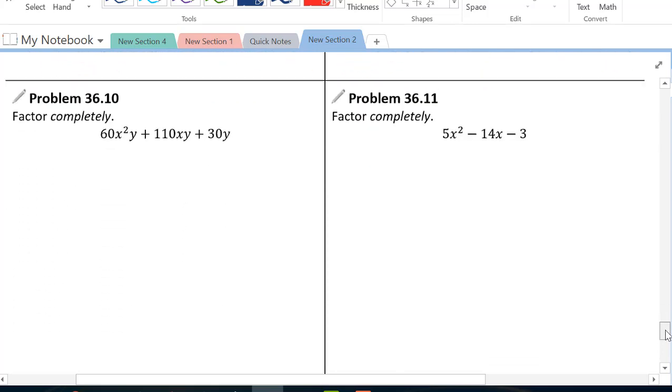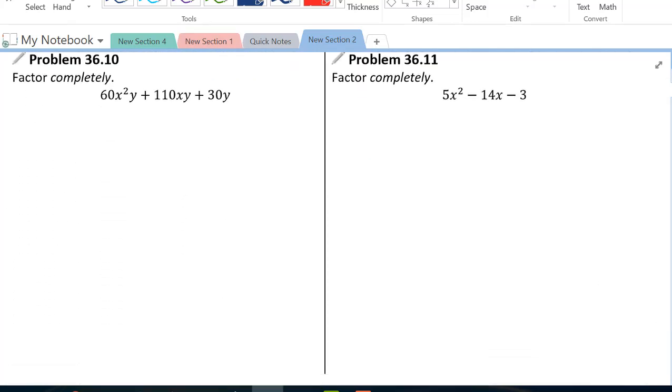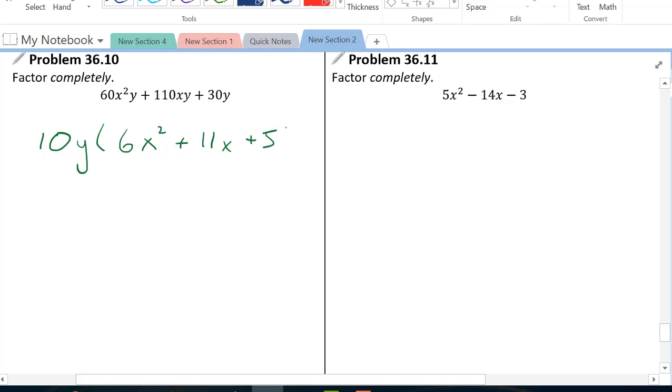Let's look at the next one. Alright, so same situation. What can I factor from here? Oh, let's see. Does 30 work? No, 30 doesn't work. I think I can only do a 10. So I can factor out 10. And I can't pull out any x's. I can pull out a 10y, right? They all have y's. So I'm going to get 6x squared plus 11x plus 5. Okay? And again, AC method, right?